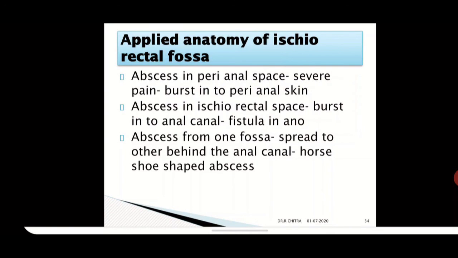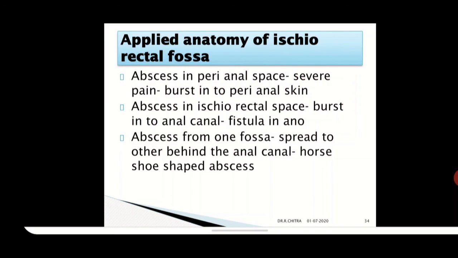Abscess in the perianal space causes severe pain and will burst into the perianal skin. Abscess in the ischiorectal space bursts into the anal canal, causing fistula in ano. That is very difficult to treat. Abscess from one fossa may spread to the other behind the anal canal through the recesses, and it will be called a horseshoe shaped abscess.